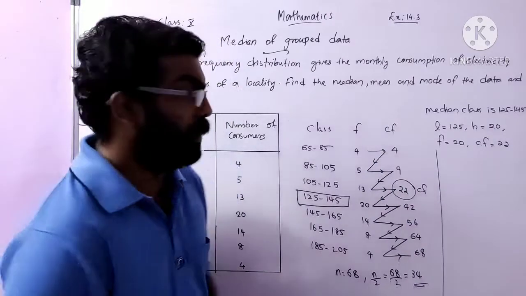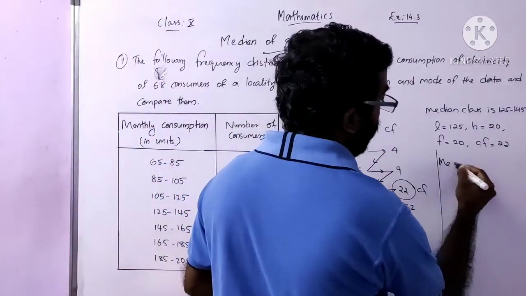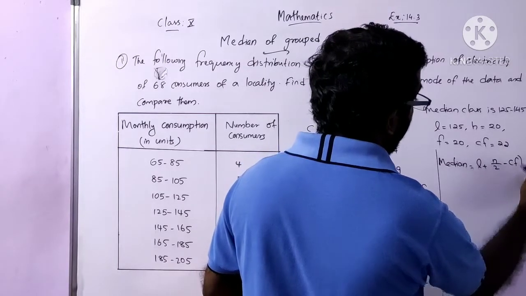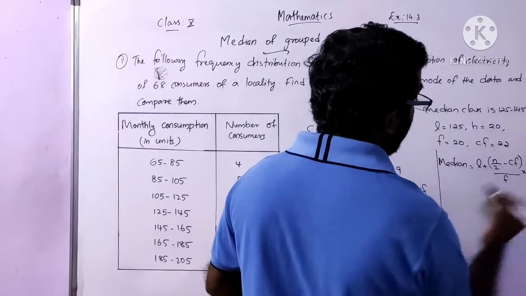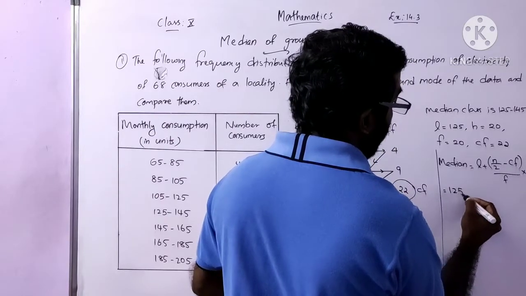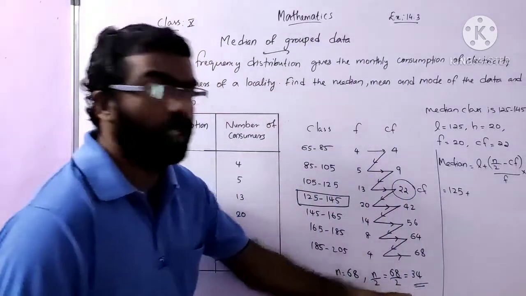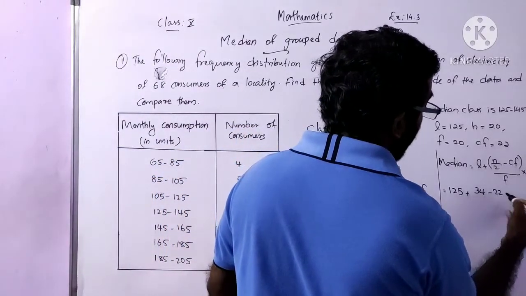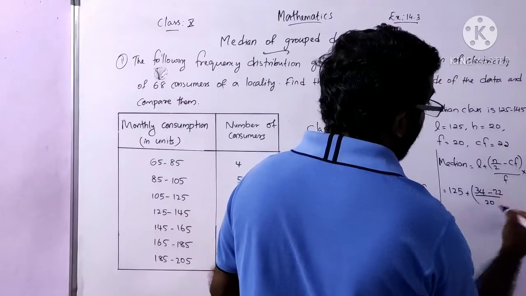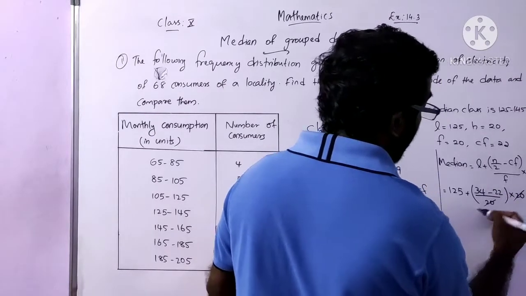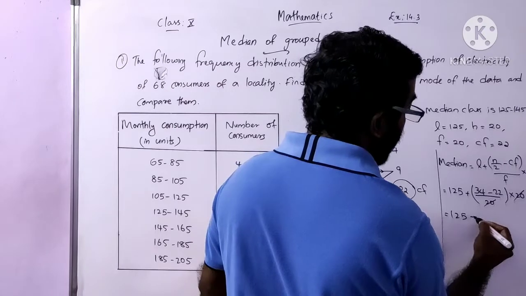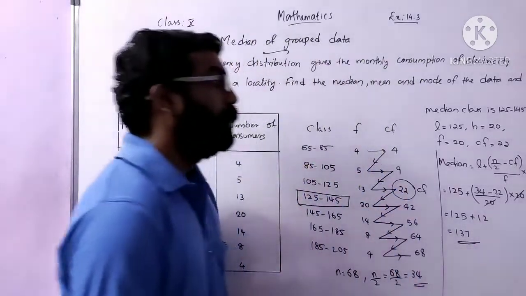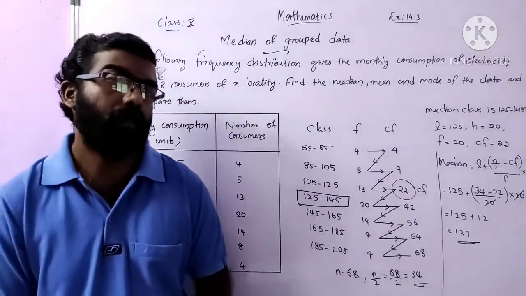Now we can find the median. Median is equal to L plus n by 2 minus Cf divided by F into H. Here lower limit is 125, plus n by 2, which is 34, minus Cf, 22, divided by F, 20, into H, 20. The 20 and 20 get cancelled. So 125 plus 12, which gives 137. So the median is 137. Clear?